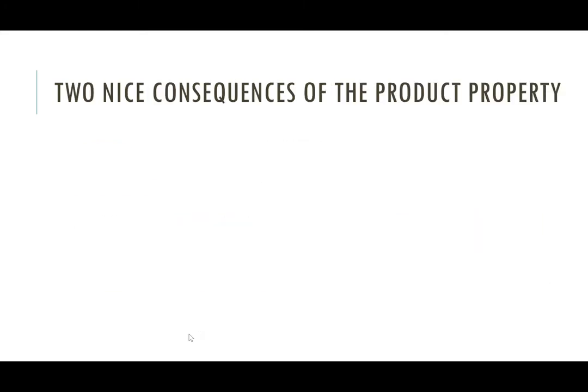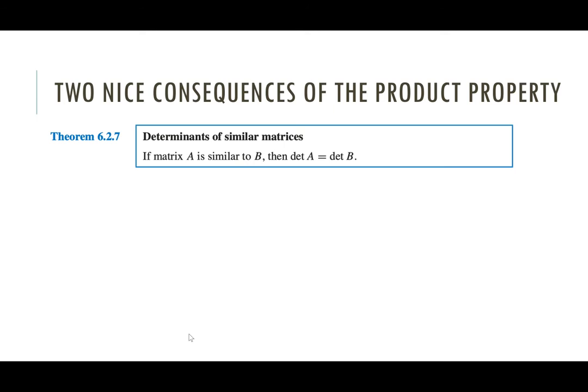In fact, there are two nice consequences that come pretty much right away from the product property. The first is a relationship between the determinants of similar matrices. The claim is if A and B are similar, then their determinants are the same. Let's see why that's true. Okay, well, if A and B are similar, then there exists an invertible matrix S such that AS equals SB. This is just the definition of similar matrices.